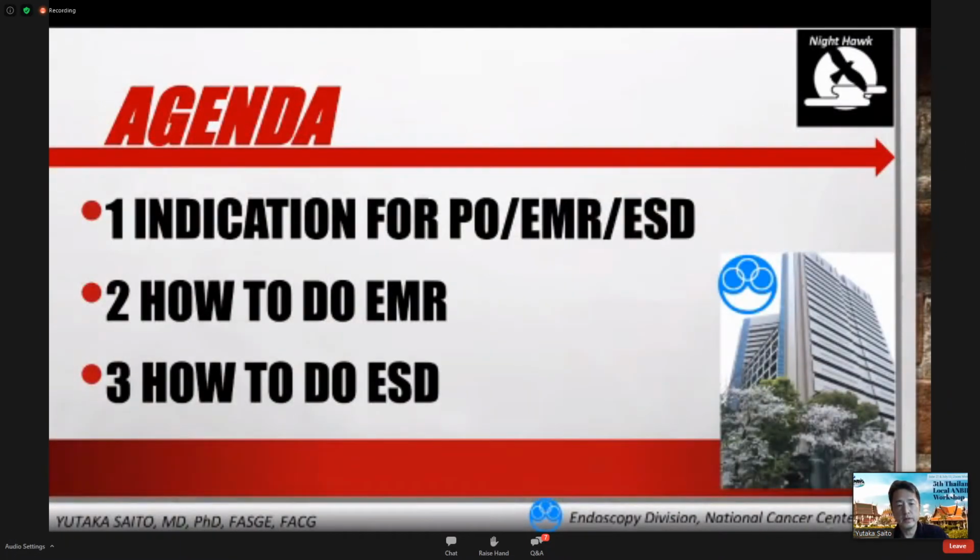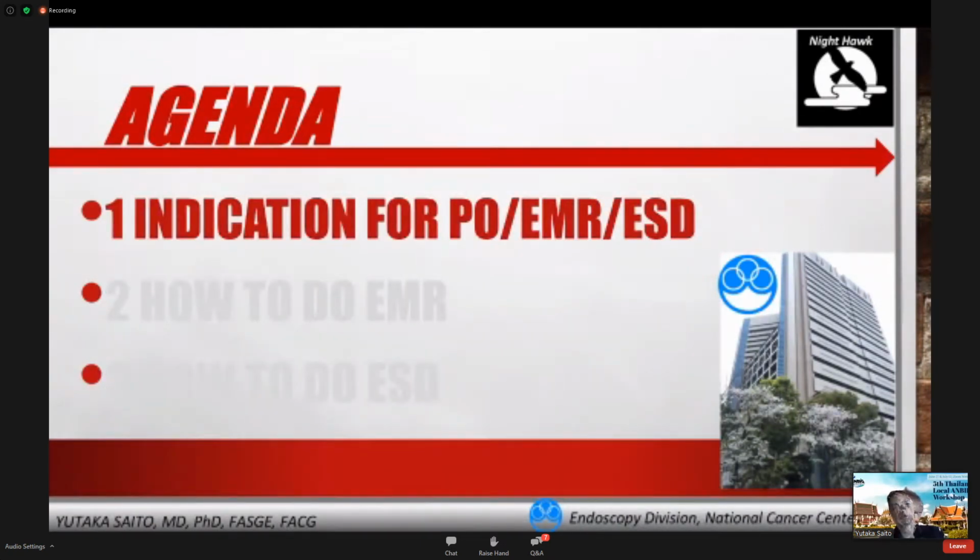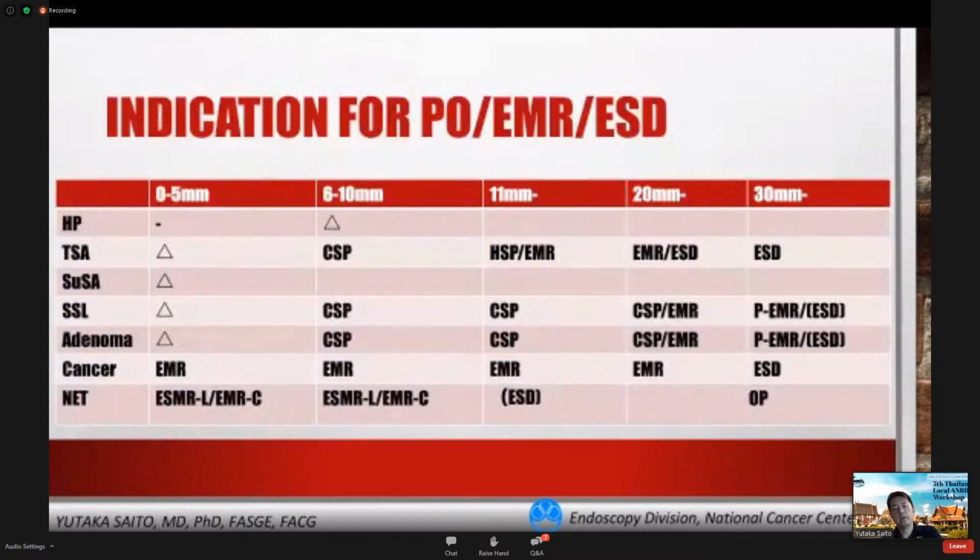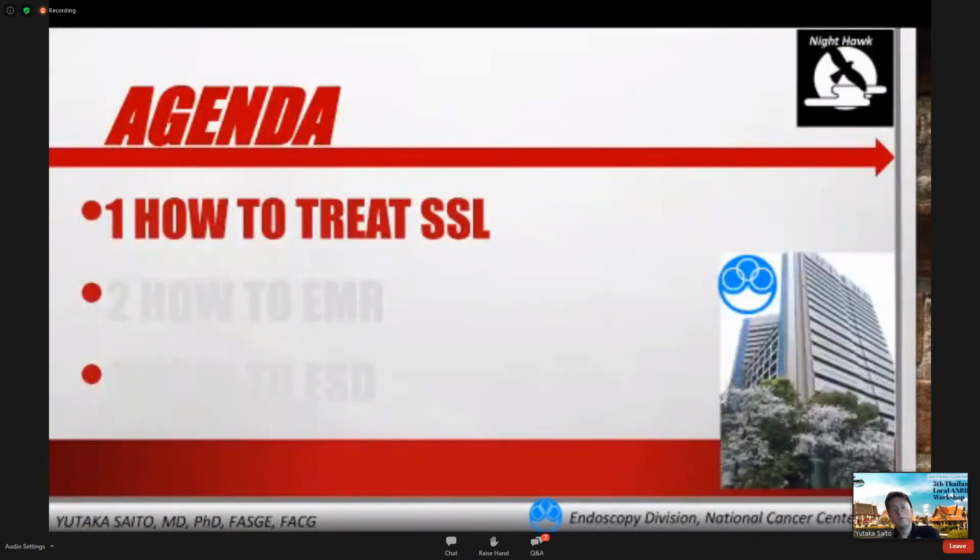First of all, I'd like to talk about the indication for polypectomy, EMR, and ESD. The indication for the endoscopic treatment strategy could be based on tumor size and histology. And first of all, how to treat serrated lesions.